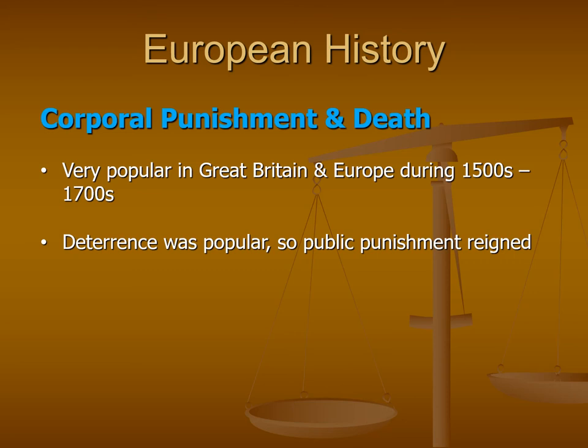If you think back to one of our previous slides, one of the biggest rationales for punishment of the time was this idea of deterrence. And deterrence, whether general deterrence or specific deterrence, meant we need to punish individuals to send a message in order to stop criminal behavior from occurring again in the future. Since deterrence was such a popular approach, we saw a lot of public punishments, with whippings, with floggings, with people being put in the stocks in the town square, and also very graphic forms of death being types of punishment that were still being used.